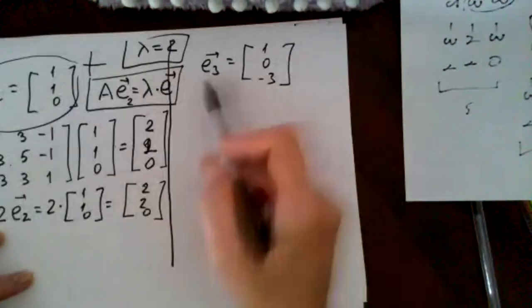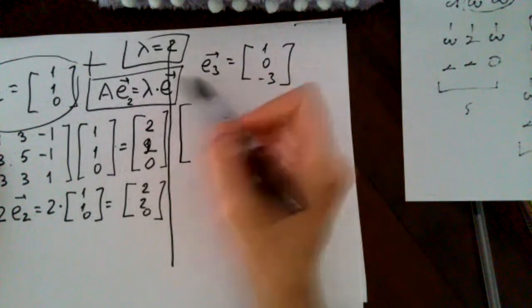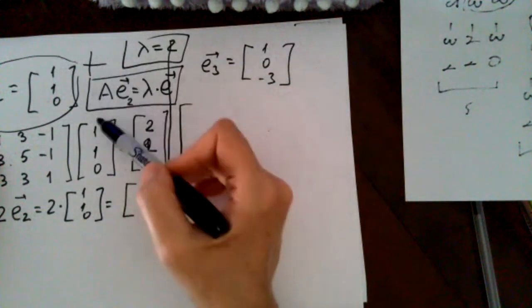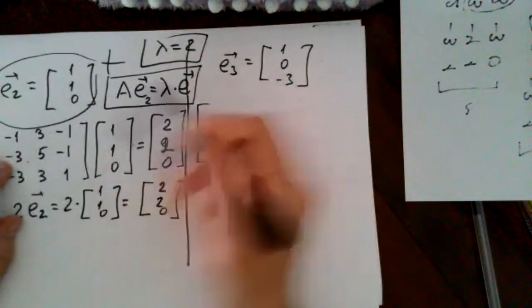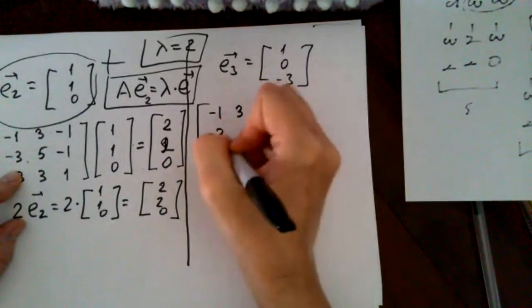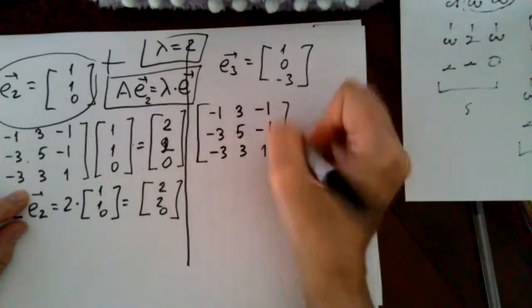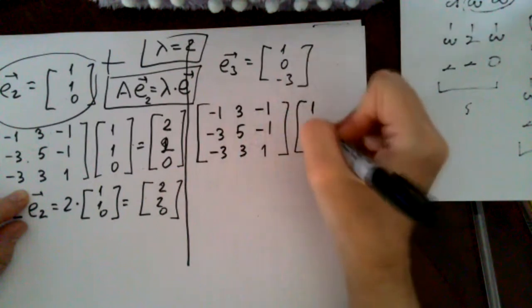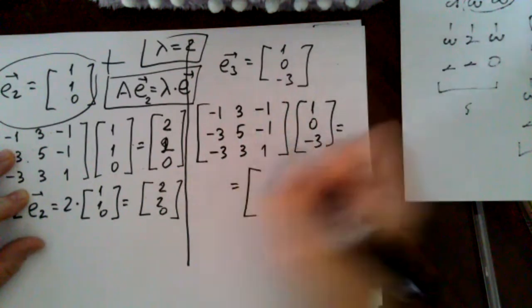Okay, we are quite happy. But let's check this vector as well. So again, we need to check the left-hand side of this equation. Again, let's copy our matrix A from here: -1, 3, -1, -3, 5, -1, -3, 3, 1. And now we need to multiply it by this vector, 1, 0, -3. Okay, it's better to write it here.